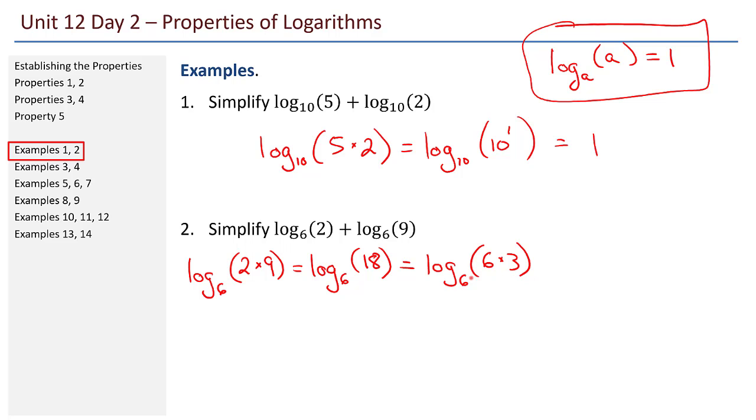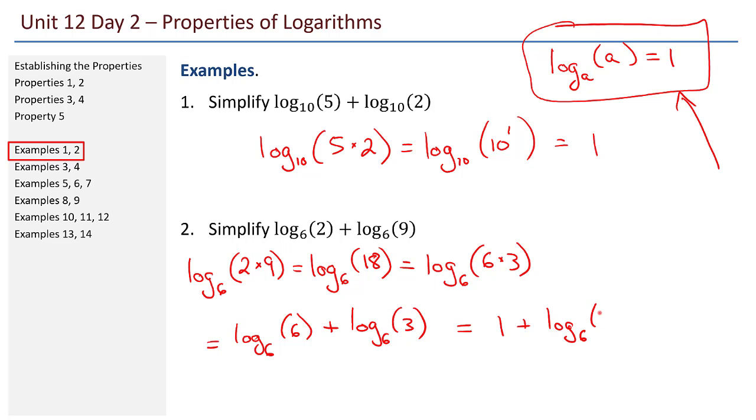That makes me want to separate those out again, right? So maybe this is log base 6 of 6 plus log base 6 of 3. And now I can use the fact that I established earlier. Log base a of a is 1, so log base 6 of 6 is 1, and I end up with 1 plus log base 6 of 3. There we go. That looks simpler.